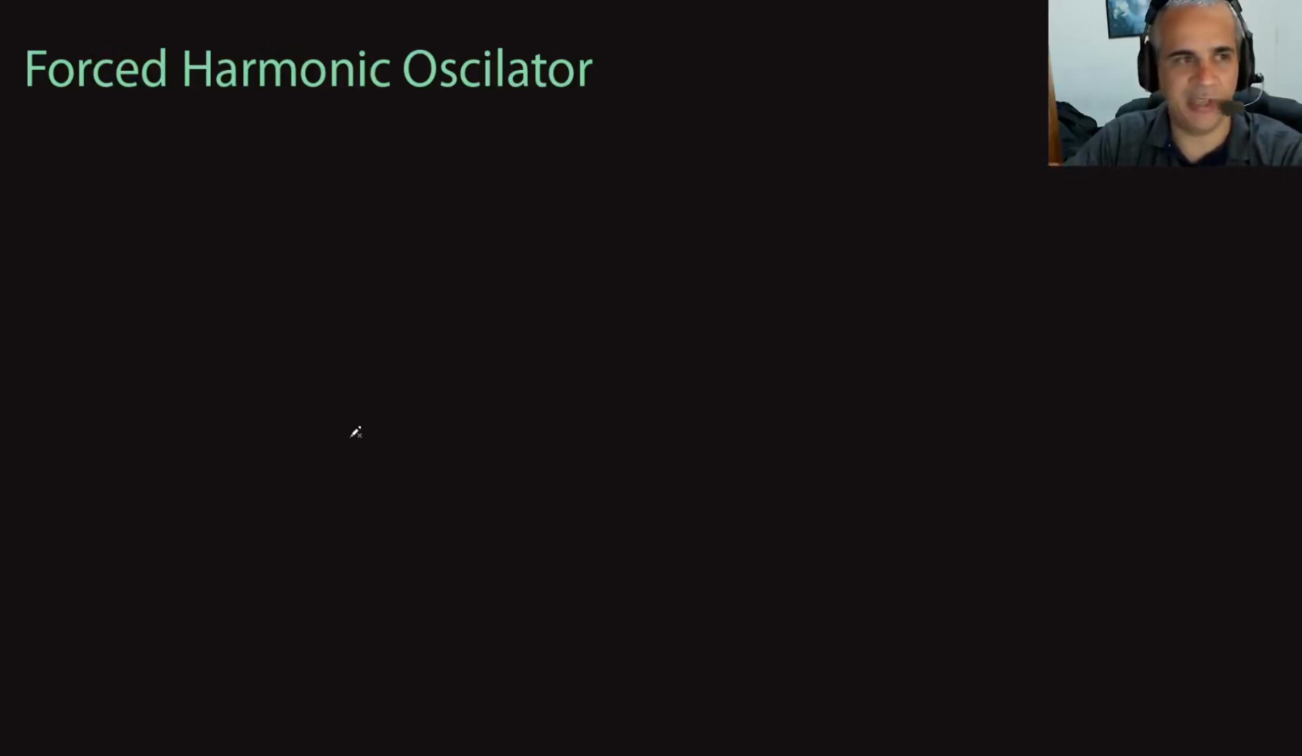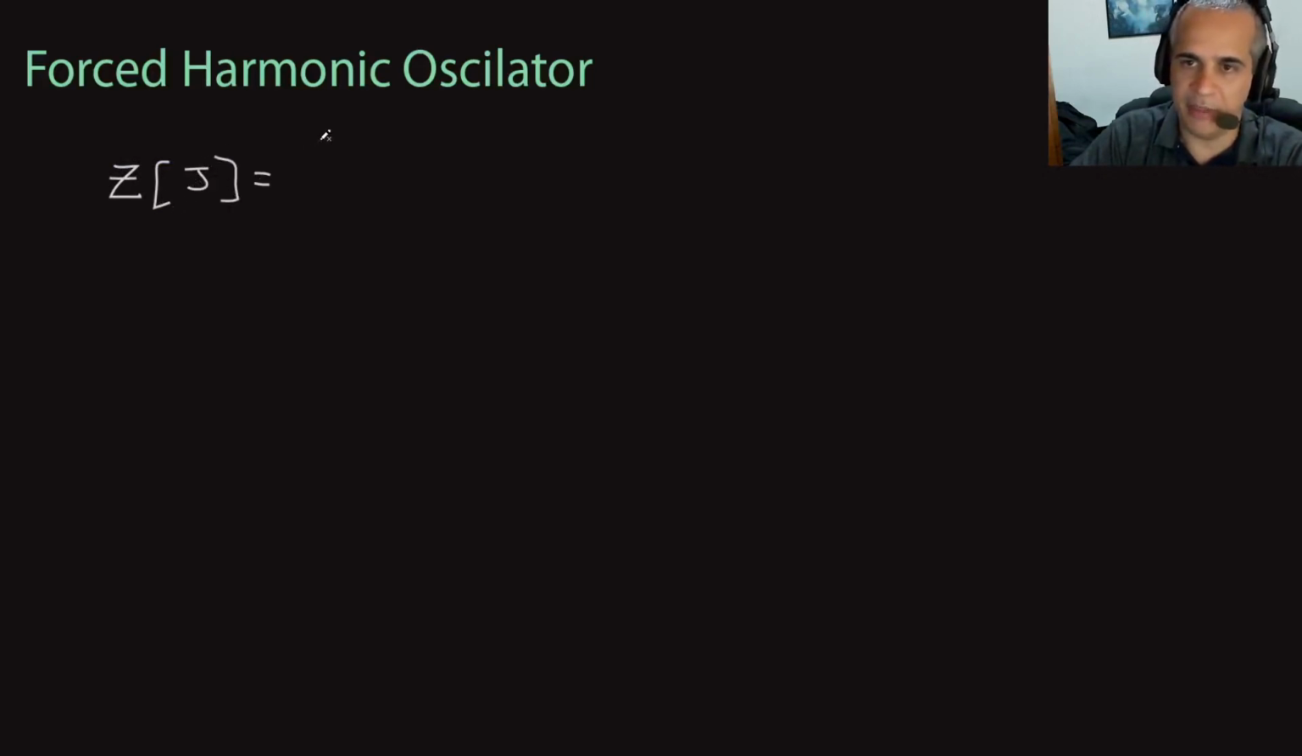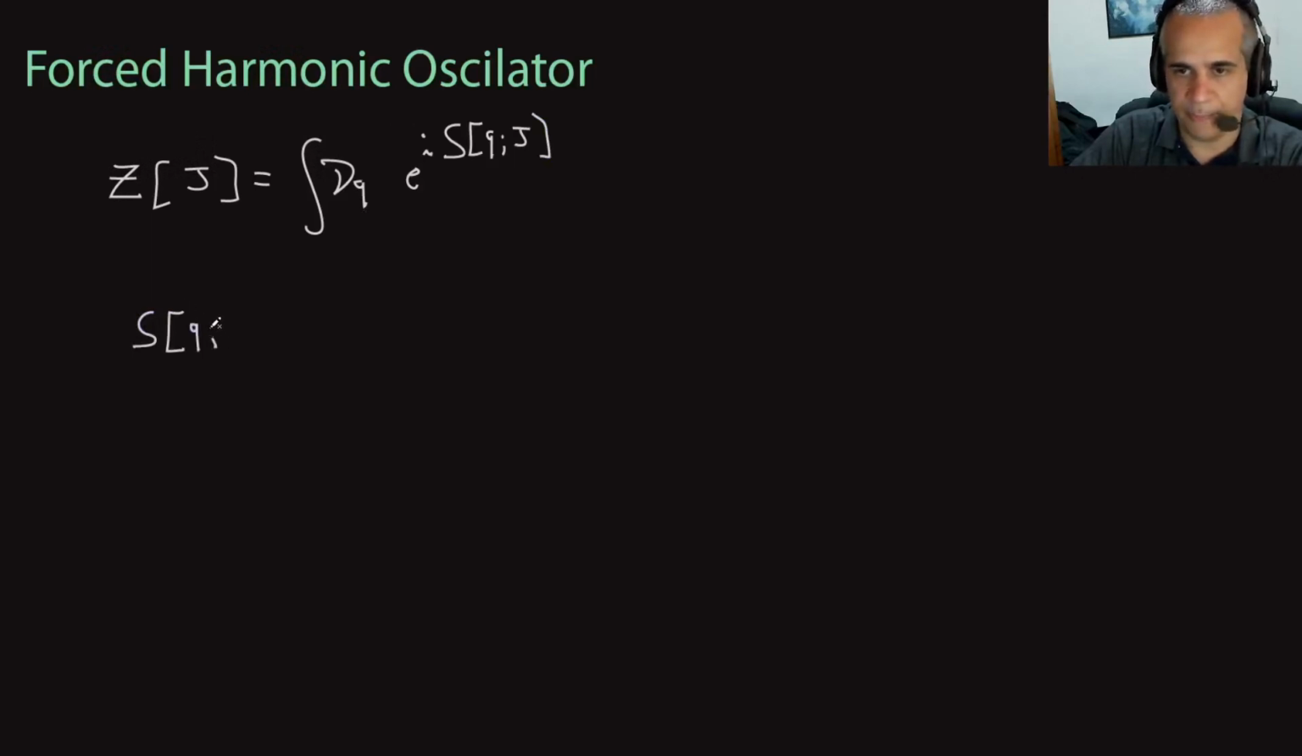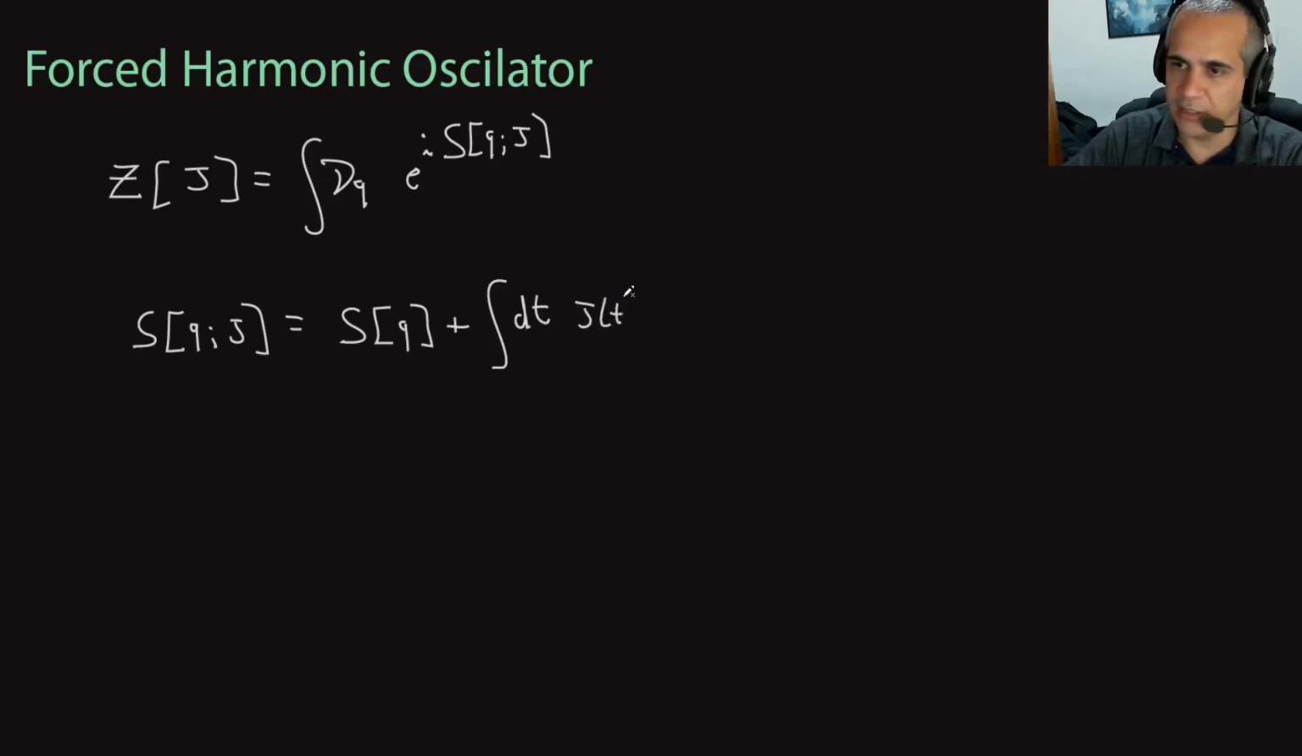but also it's very convenient because remember I have defined this generating functional as the path integral over q of the exponential of i times the action, right? This action with a j here, where the action was this S of q, j was actually just S of q, whatever was the action of the system, plus this extra term that I introduced when I was defining the generating functional.